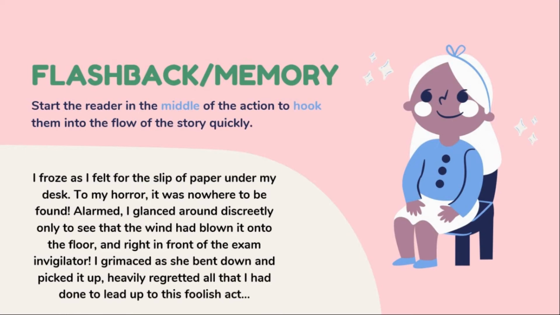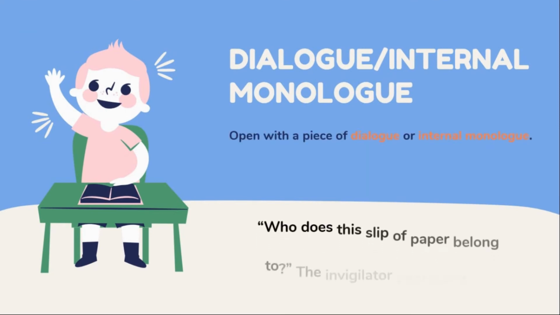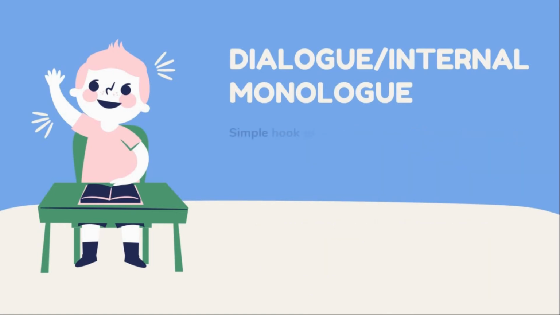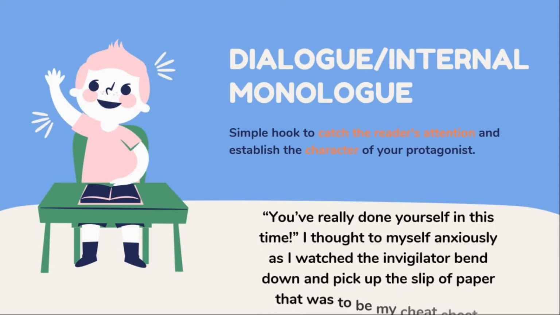The last introduction style, dialogue or internal monologue, uses a piece of dialogue or a character's thoughts to start the story. This is a simple and easy hook to catch the reader's attention, and also can be used to showcase a part of the protagonist's character and personality. The passage here, for instance, starts off with the protagonist's anxious exclamation, which reflects their own feelings of desperation and guilt in the moment.